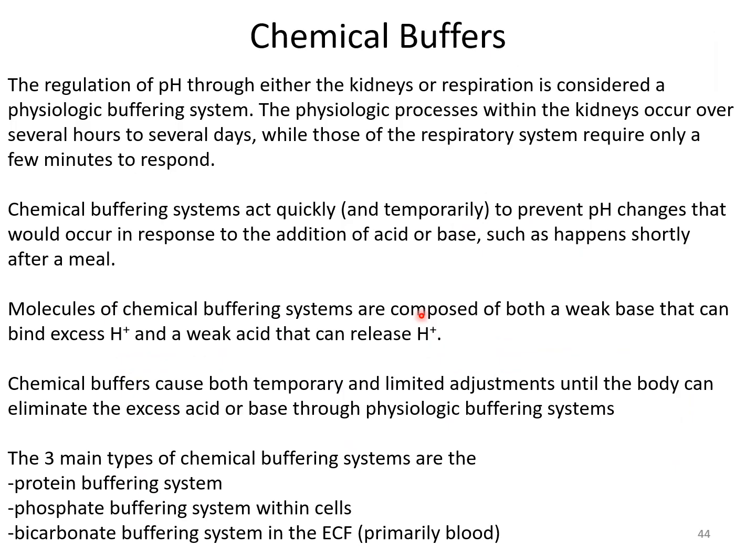Okay, so chemical buffers. Okay, so we talked about regulating the pH through the kidneys for our fixed acids, right? Or regulating the pH through respiration for our volatile acids. That's called physiologic buffering. Physiological buffering systems is when we use those systems, like the urinary system with the kidney or the respiratory system with the lungs, to help kind of buffer or regulate the pH of the blood.